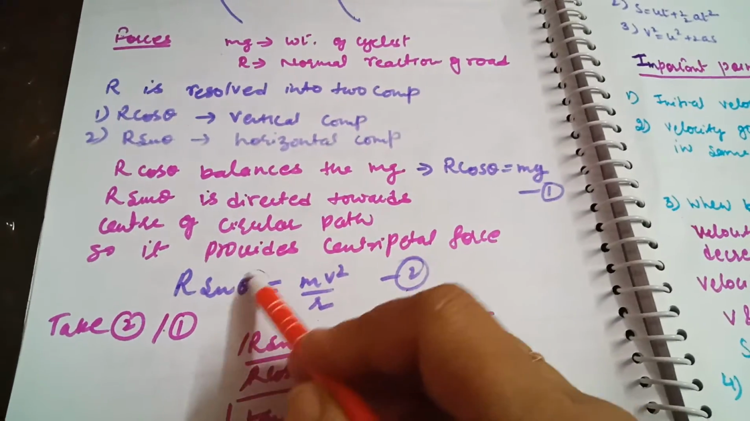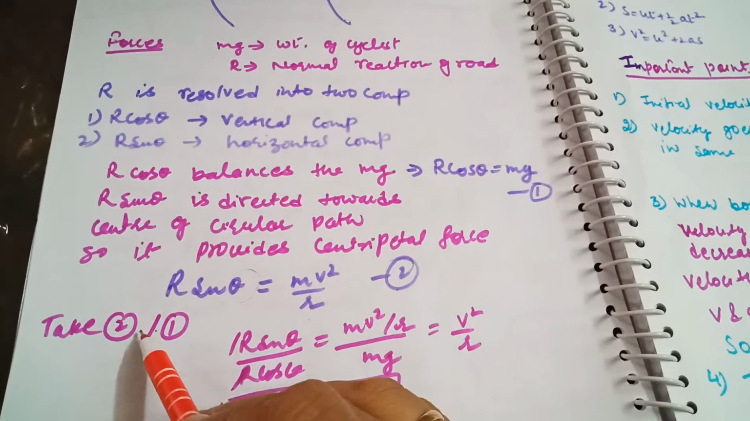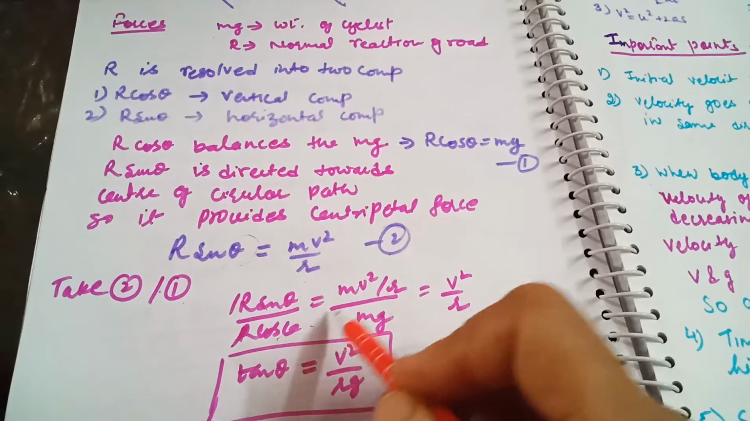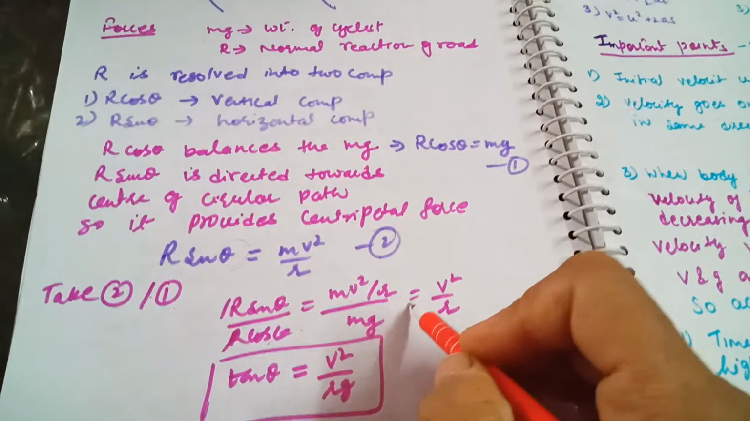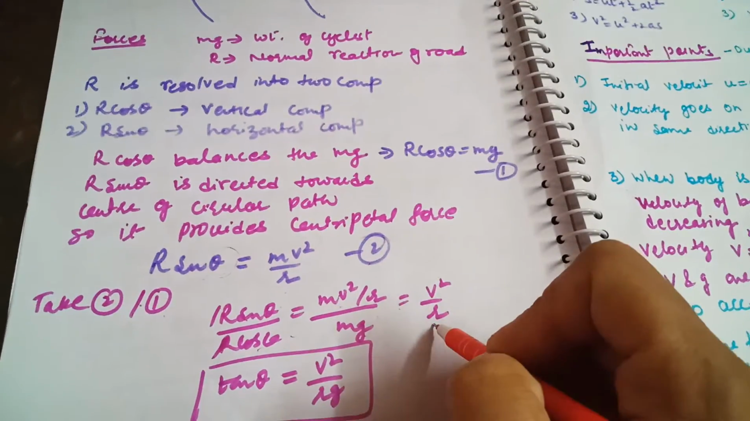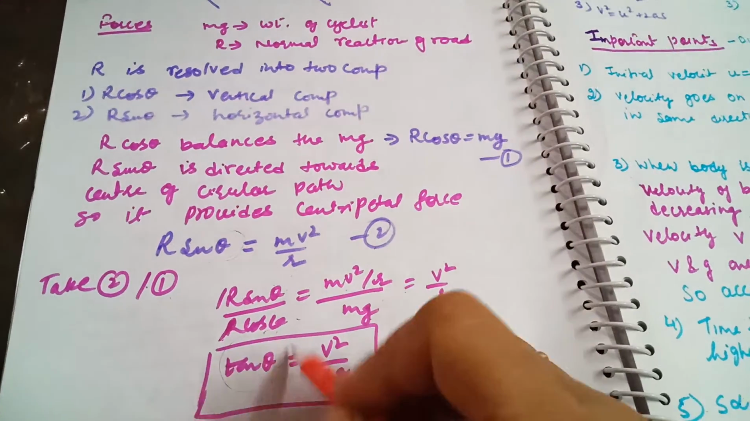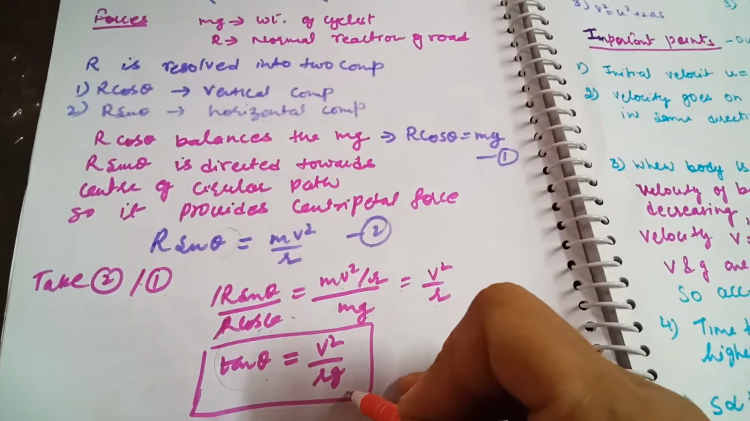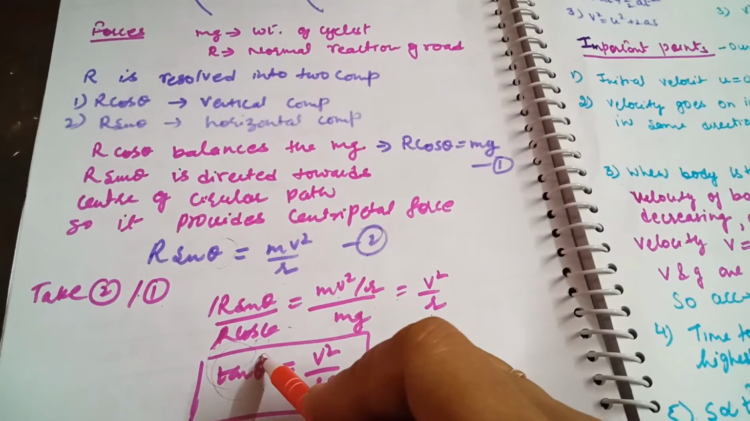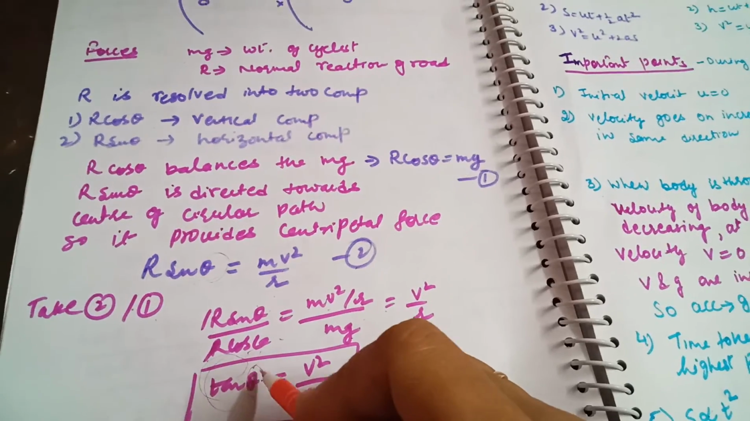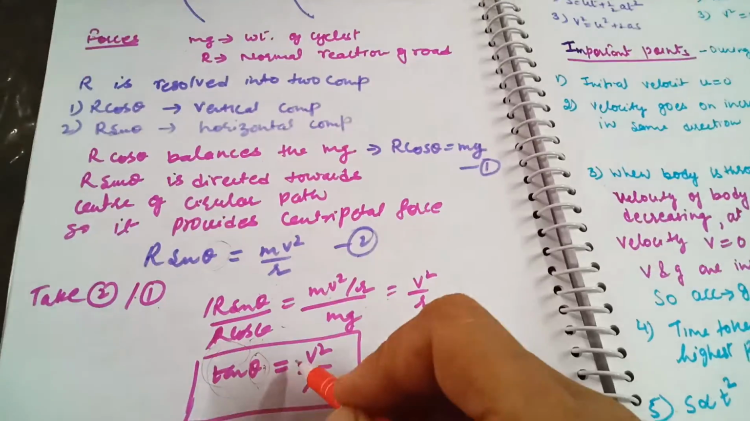Our purpose is to find out theta. So what we are going to do, equation number 2 divided by equation number 1: R sin theta upon R cos theta is equal to mv square upon r mg, which is equal to v square upon r g. Now R and R cancel out, sin theta upon cos theta, tan theta is equal to v square upon rg. So this is the angle formula for getting the angle at which the cyclist bends to take a sharp turn on the road.